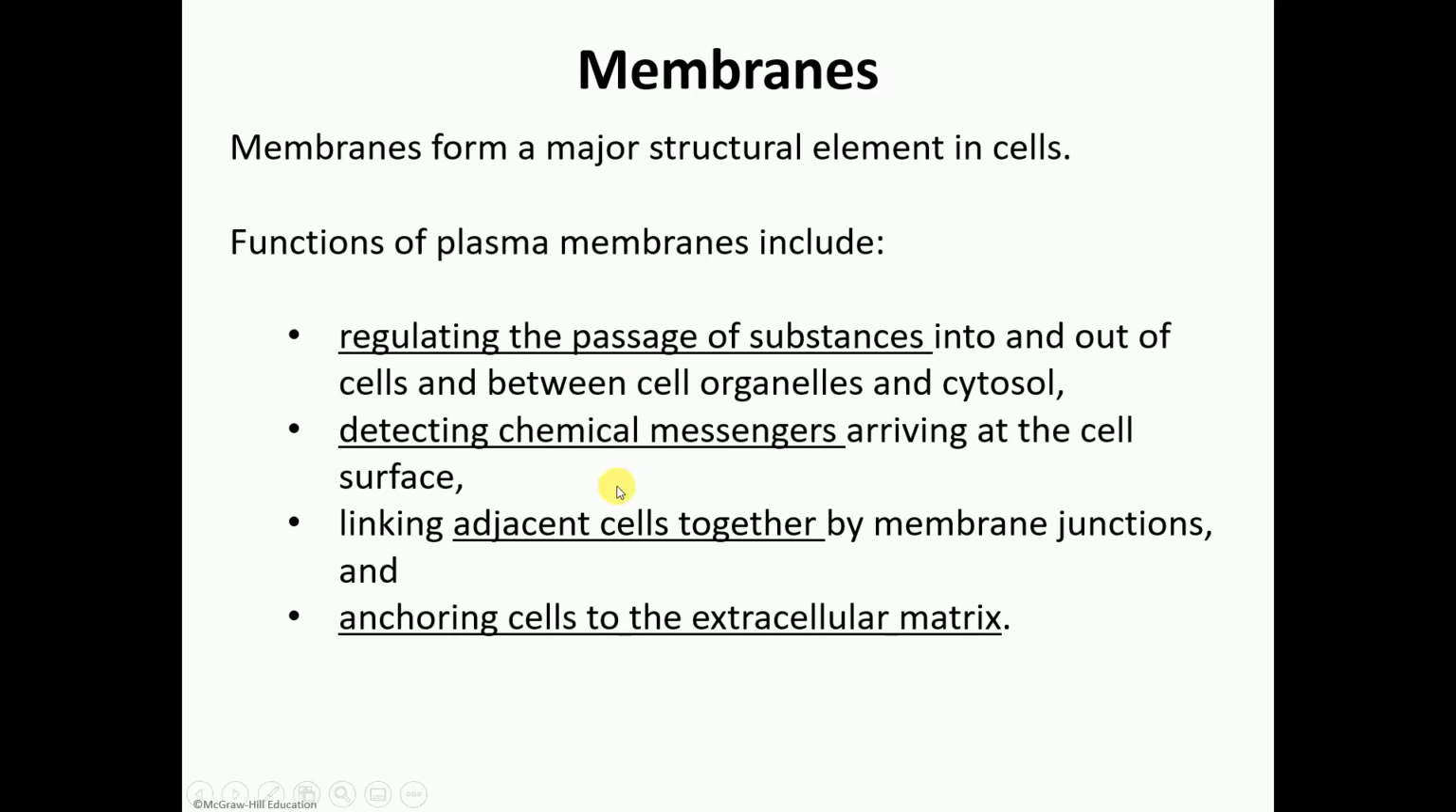It can also detect chemical messengers. So it has receptors on the outside that have the ability to receive the messages coming from the surrounding cells. Okay, the cell membrane links different cells together, and we'll see the different kinds of membrane junctions in a minute. And then the cell membrane also anchors the cell to the extracellular matrix, meaning that these cells are not just floating within our bodies. All of the cells are linked together and are linked to the surrounding matrix.